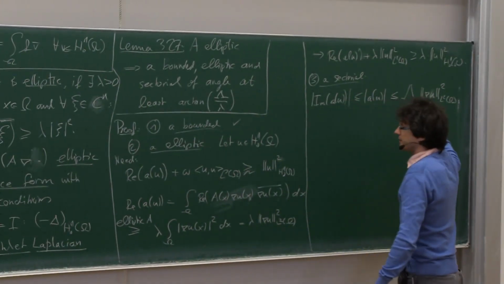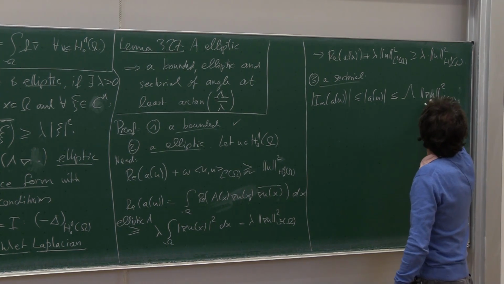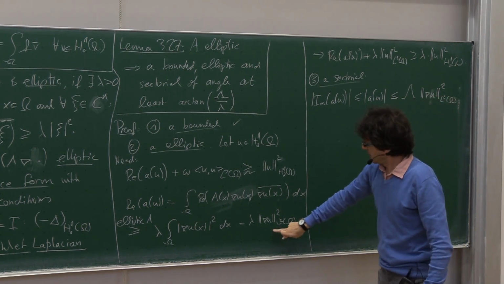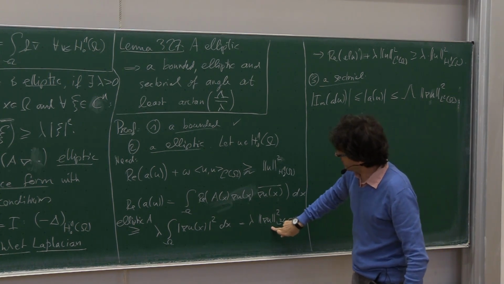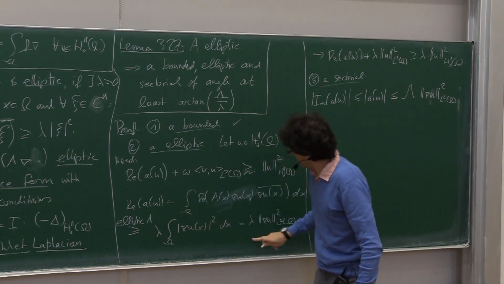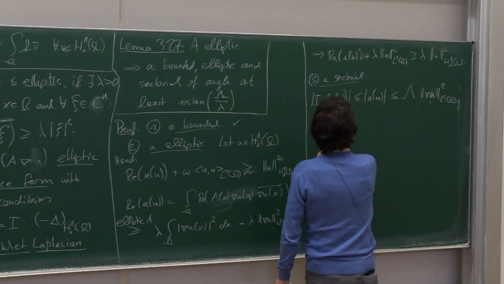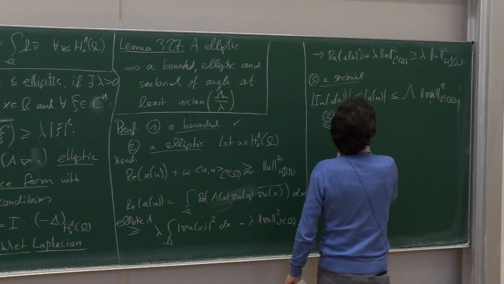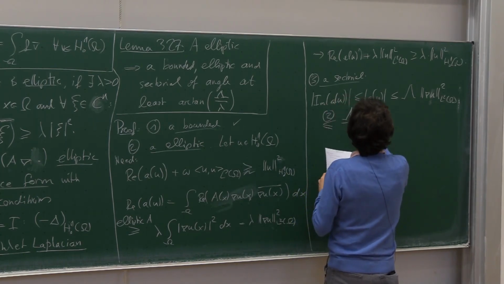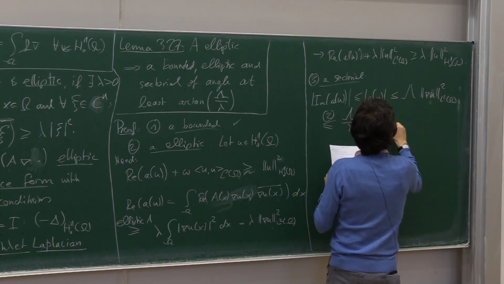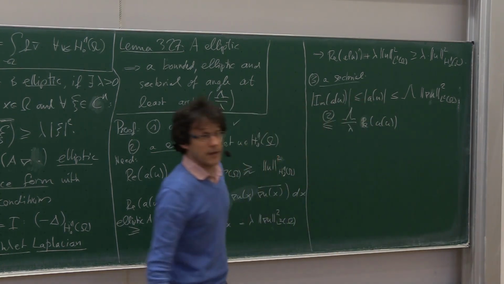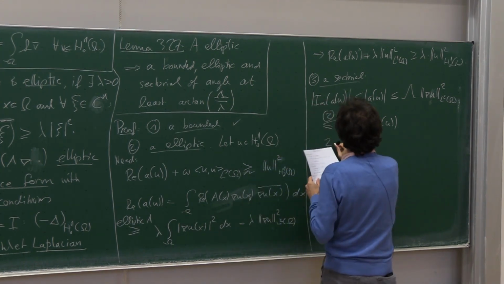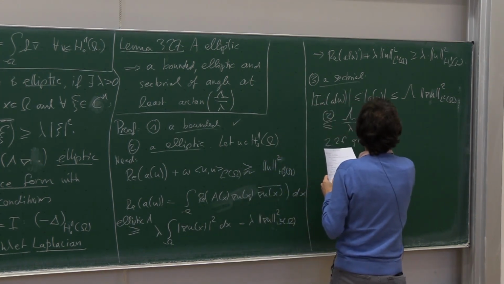And now you use ellipticity. The gradient of u in L2 can be estimated from above by the real part of A of u divided by small lambda. So this is part 2. This is capital lambda divided by small lambda, times the real part of A of u. And this was exactly, now 226 now gives the claim.